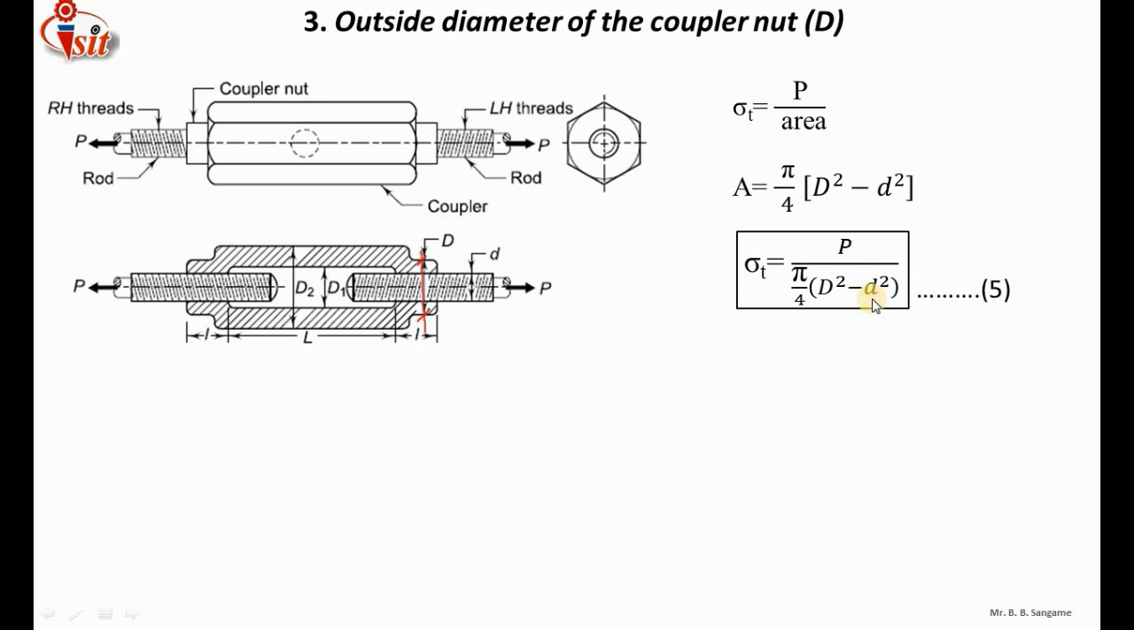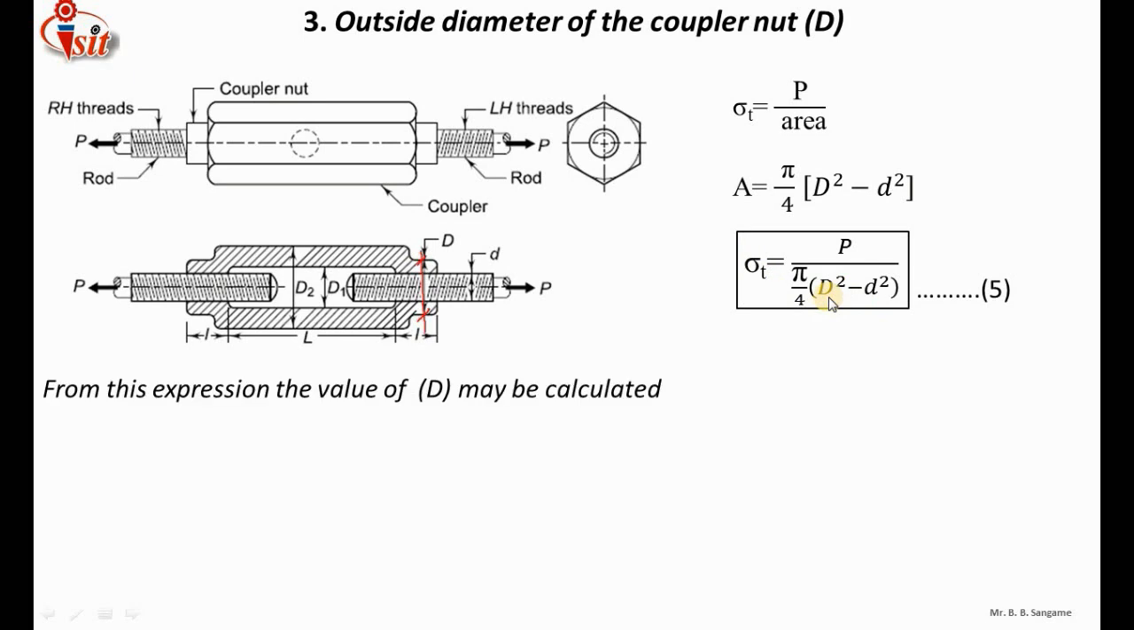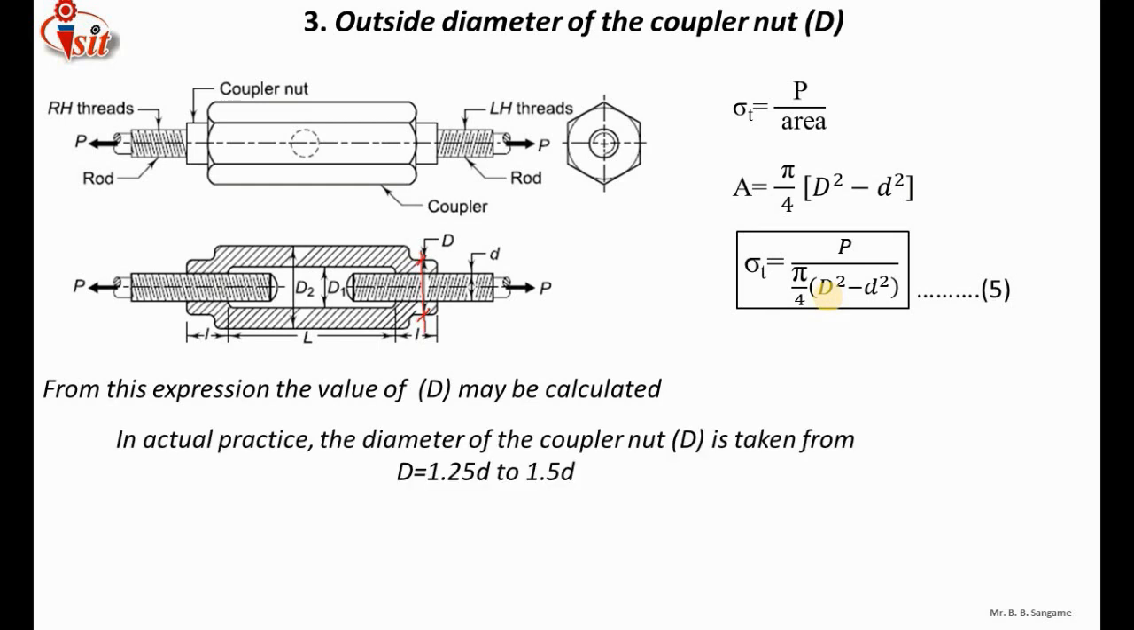In the previous one we can calculate small d by using the previous formula. We have the value of P, we have the value of sigma t, which is the permissible stress in tension. So once you put all the values, you can calculate the outer diameter of coupler nut. There is one empirical relation by which you can also calculate the outer diameter of coupler nut, which is D is equals to 1.25 d to 1.5 d. Here small d is the nominal diameter or major diameter of the rod, and capital D is the diameter of coupler nut.